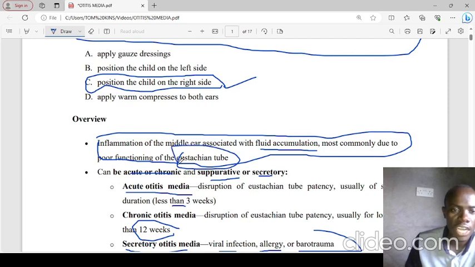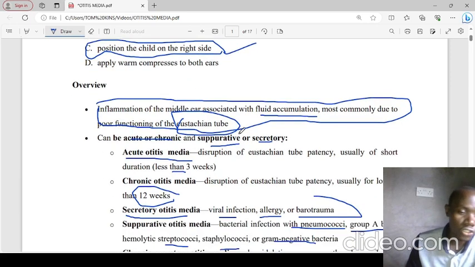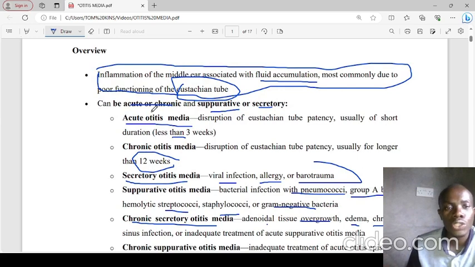Guys, the structure and the review of the ear will just be popping up. You can try to review all the sections, all the structures of the ear, starting with the external ear, middle, and inner ear. So generally, otitis media can be acute or chronic, or it can be suppurative or secretory, or both, guys. So for acute otitis media, there is disruption of the Eustachian tube patency, usually of short duration, less than 3 weeks. Whereas chronic otitis media, the disruption of the Eustachian tube patency usually is longer than 12 weeks.